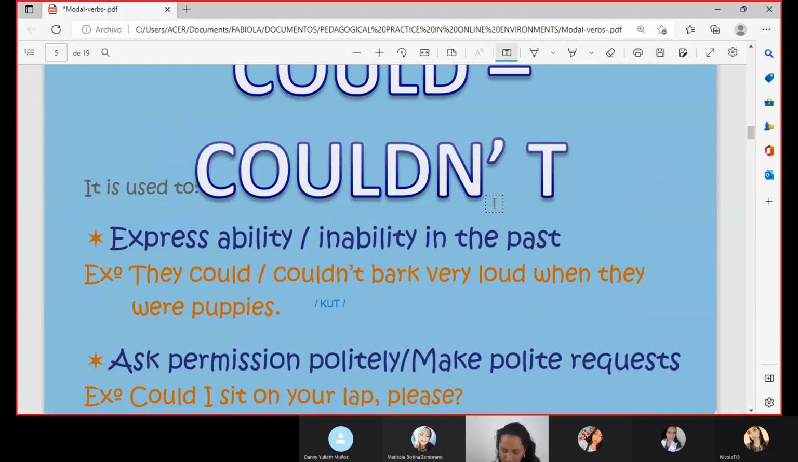Okay, please, Gabriela, could you please read the slide? Yes, teacher. It is used to express ability in the past. Example: they could or they couldn't bark very loud when they were puppies.